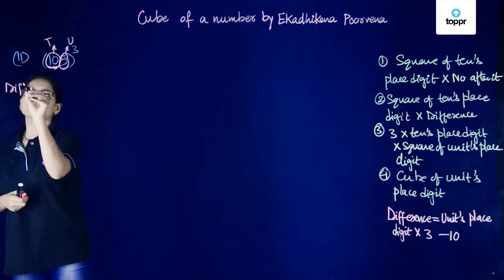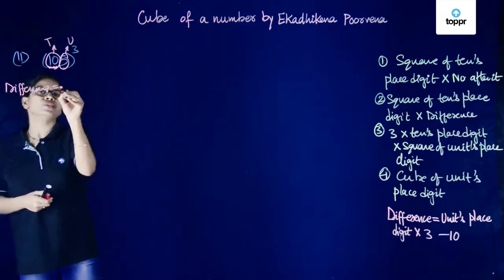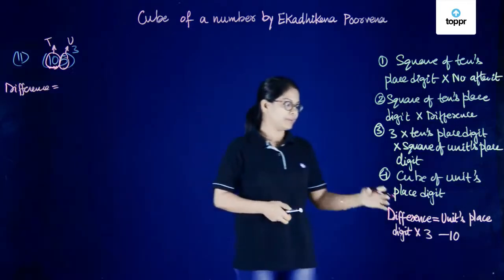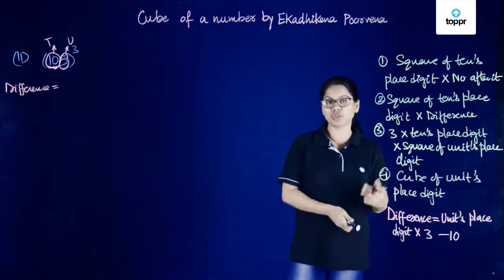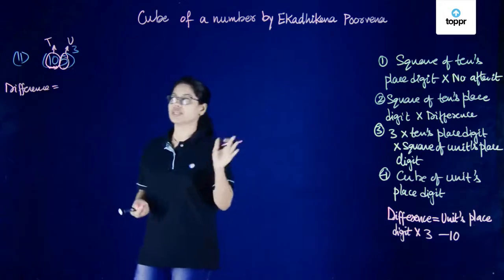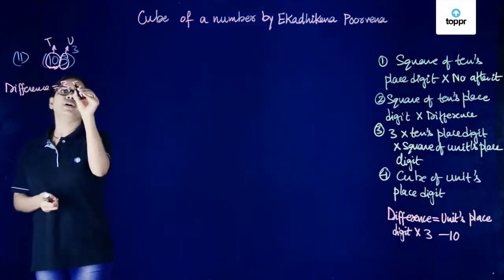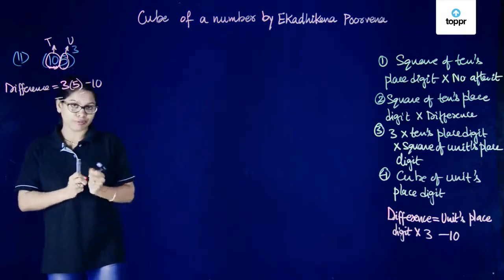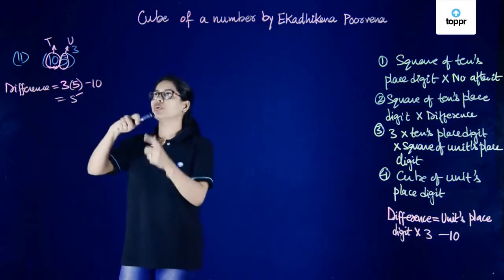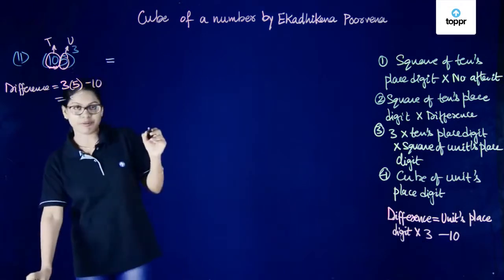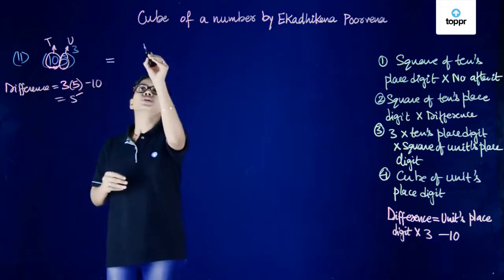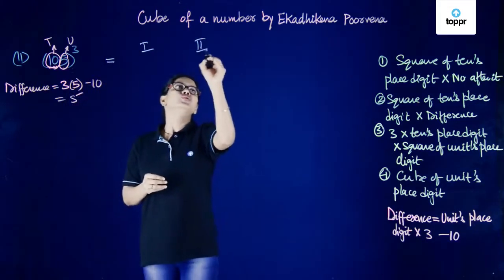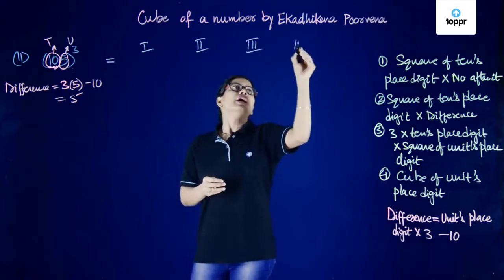Now the difference, using the formula, is equal to 3 multiplied by the units place digit minus 10. So that's 3 into 5 minus 10, 15 minus 10, that's equal to 5. Now that we have the difference, we'll carry out the simplification in 4 columns. So this is column number 1, 2, 3 and 4.